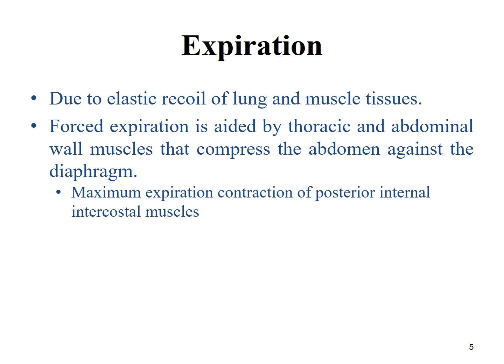Maximum expiration also involves the posterior internal intercostal muscles. This pulls your ribs in very close and tight. Again, anything that makes the size of the thoracic cage smaller will aid in being able to exhale.